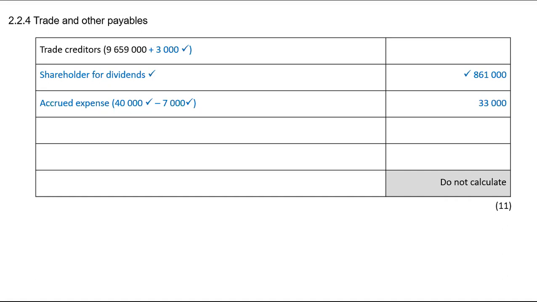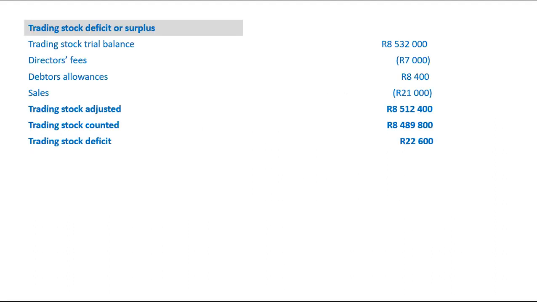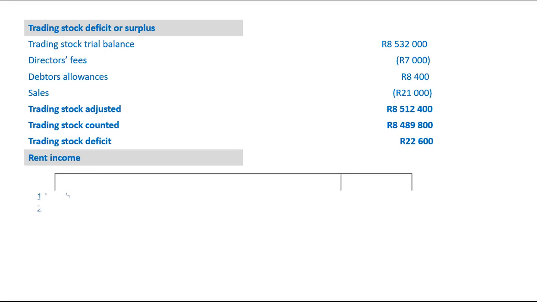Now, I'm going to move on. I talk too much. And then it says the rent is received 1 month in advance and was increased by 800 per month on 1 January 2022. Okay, I'm going to be honest. When I did this, I worked it out this way. Let me just do it with you guys. Beginning of the year, and then it was increased in Jan, and then the end of the year is the 28th.